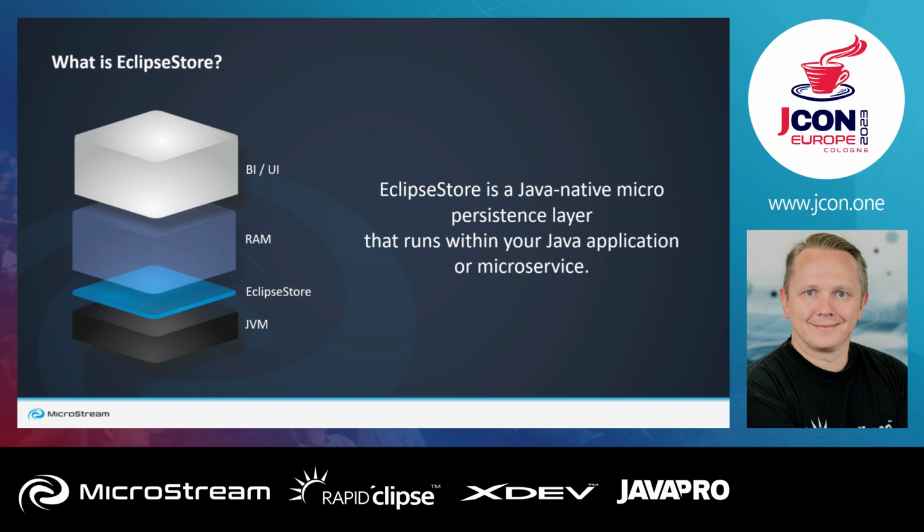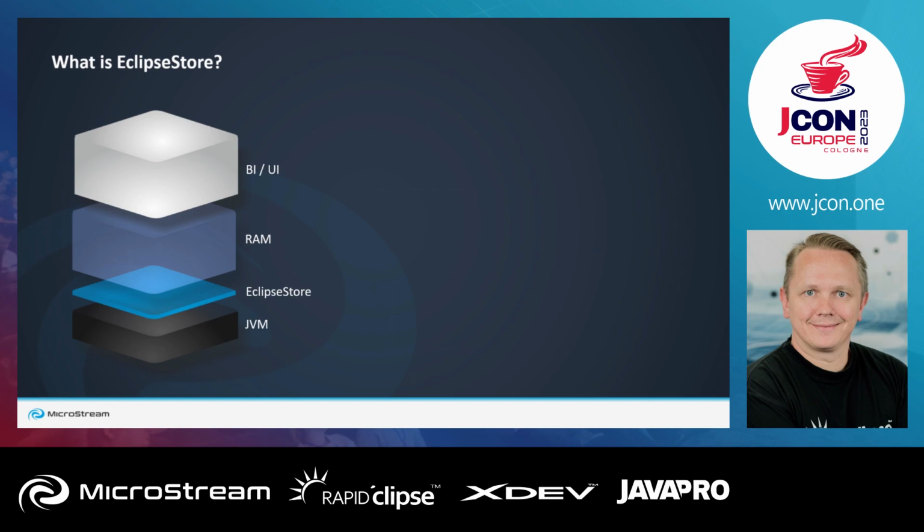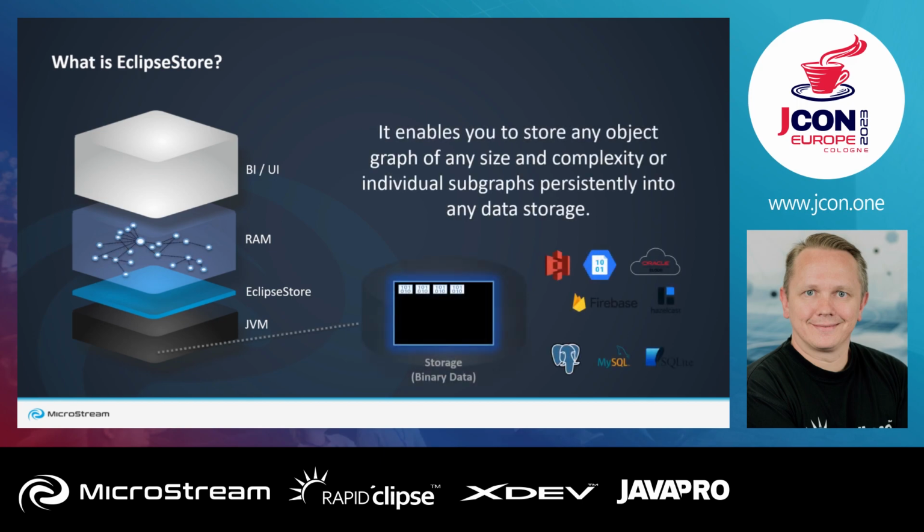As you can see here, it's a part in between the RAM and the JVM, and what it does is it enables you to store, or let's say synchronize, any object graph of any size or complexity directly to a binary format. And the binary format could be stored, the easiest thing is to store it on a persistent volume, for example, or on any binary blob storage like AWS S3 bucket or Azure storage or something else. But there is also a possibility to store directly to relational databases like PostgreSQL, MySQL.